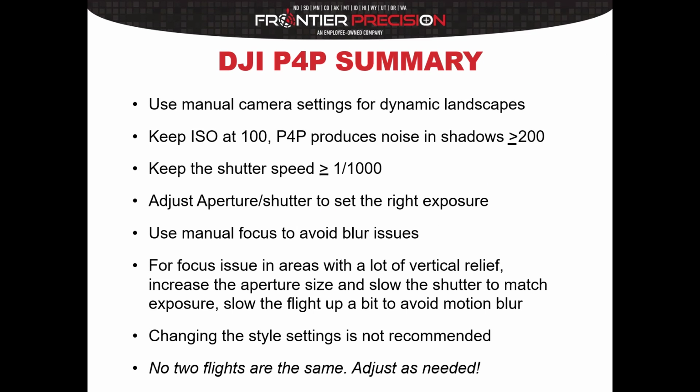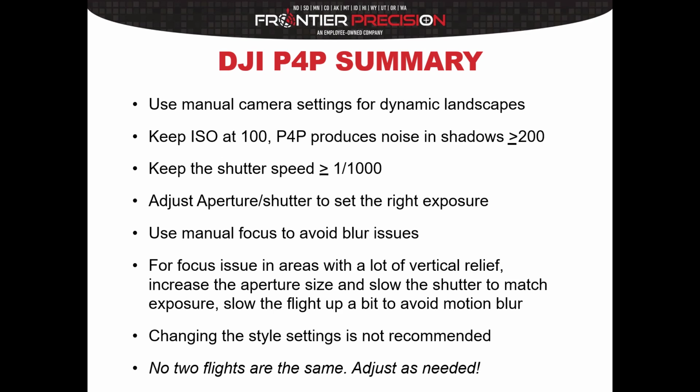To summarize what we've gone over, use manual camera settings for dynamic landscapes with a lot of variance in reflectance, such as white roofs, sun glares, etc. Keep the ISO values at 100. Keep the shutter speed over 1000 if possible to avoid motion blur. Adjust the aperture and shutter combination to get the best exposure. Use manual focus to avoid blur issues.